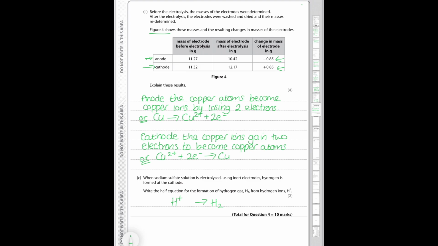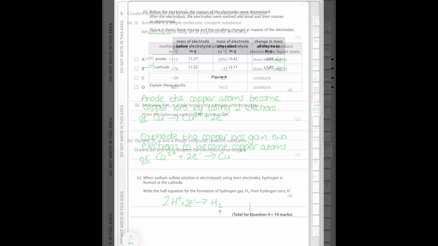So when we look at that to start with, we can see that if we've got two hydrogens at the end, we need to have two hydrogens at the start. So we have our two H+, which are going to make H2 at the end. And if I've got two H+, I will need to add two electrons onto my two H+ for it to form H2 at the end. And that's my half equation.